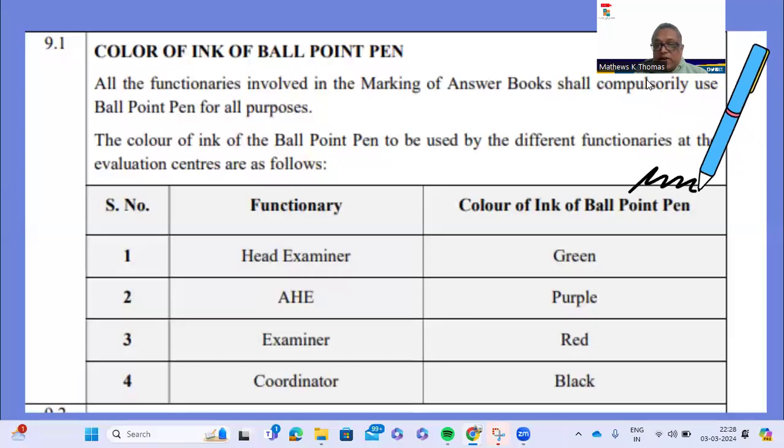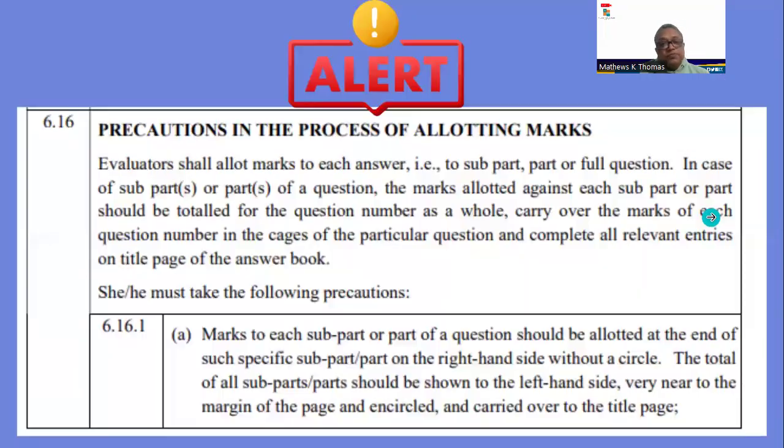Examiners will be using red and coordinators will be using black. So that's the color code: HE green, AHE purple, examiners red, and coordinators black, and all ballpoint pens, no gel pens to be used, right? Precautions in allotting the marks.